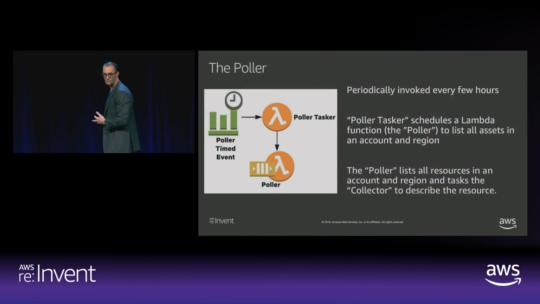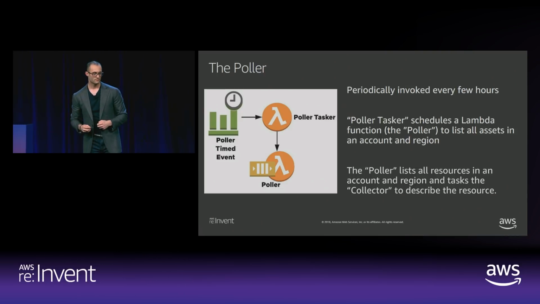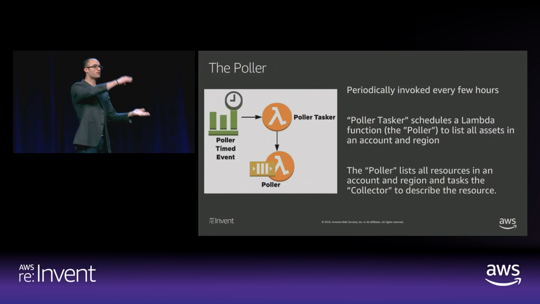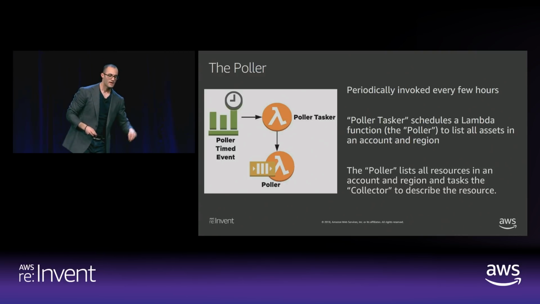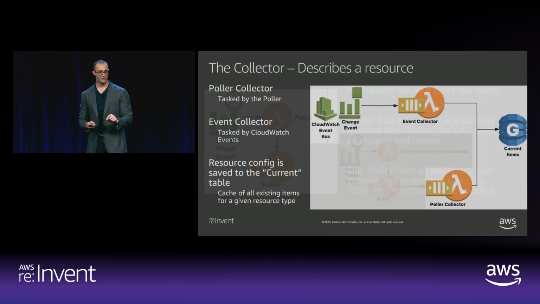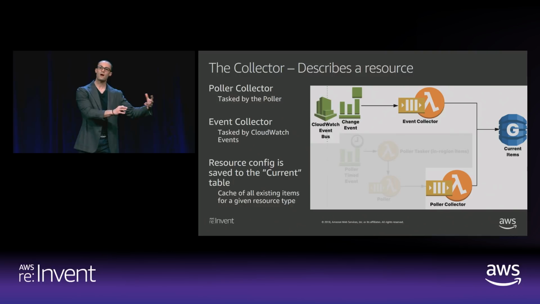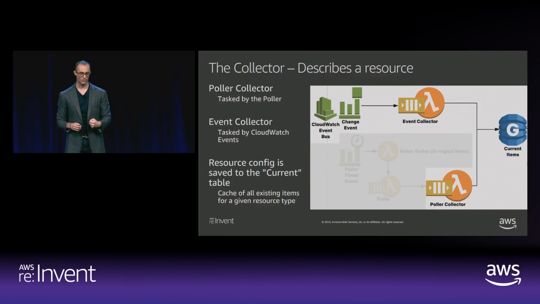The poller runs every few hours. It's composed of two different Lambda functions. A tasker Lambda that basically iterates over all your accounts and regions, and it tasks a poller Lambda to list all the resources in a given account. That will then task another Lambda function called the collector to go out and describe the details of that resource.